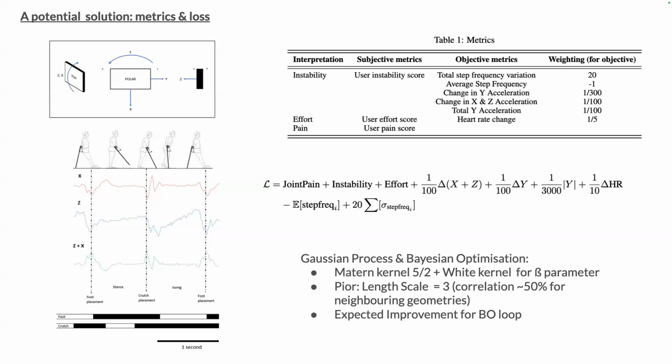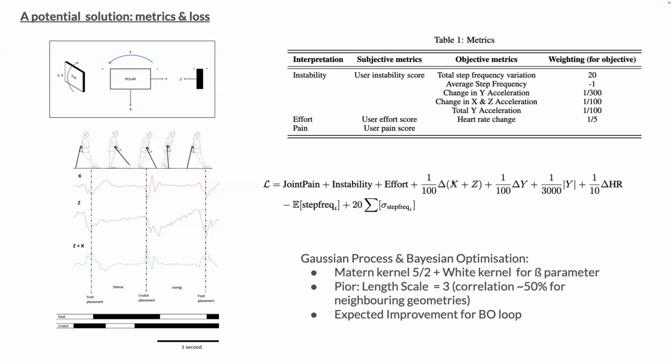What's interesting about this method as well is that we want to combine both the subjective and the objective measures. This is because ultimately a crutch isn't just good if an accelerometer says it is good, but if you say it is good. Joint pain is a subjective measure, so is instability, and so is effort. So the loss is this combination of both the subjective measures and the objective measures.